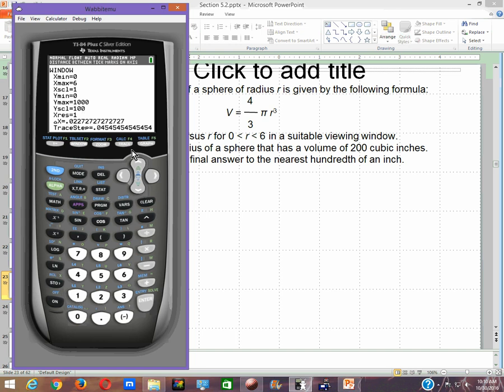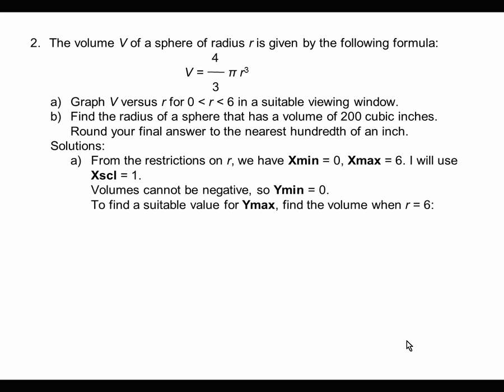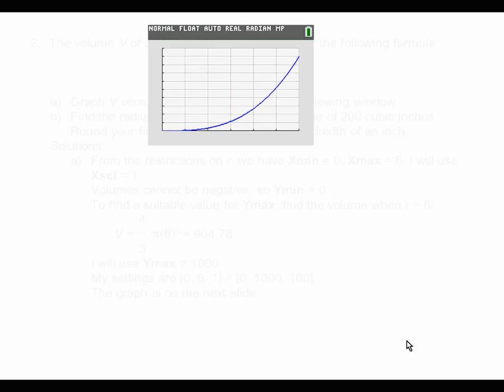And let's just graph away. You notice for a long time the volume's not very big. Then it's just really going up. It almost looks exponential, doesn't it? So for our solutions, again, I use the same x min, x max, and x scale. Volume can't be negative. I found my y max by figuring out V of 6, so I went to 1,000 just like before. Again, it does look almost exponential. That's going to become the issue. How can I tell an exponential model from a power model?